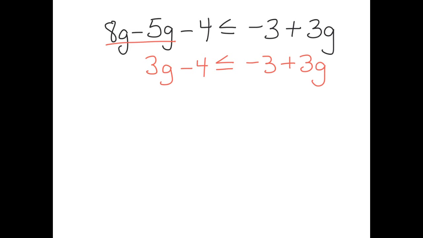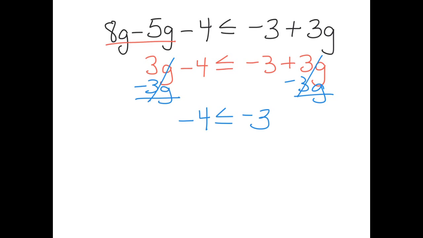And right now you've got to be looking at it going, okay, my g's are going to cancel out. And you're right. But this time, just because the two numbers are different does not mean it is no solution. I want to show you what's going to happen here. And so I'm going to go ahead and get rid of my 3g's. They're both positive, so I'm making them negative. And I have negative 4 is less than or equal to negative 3.